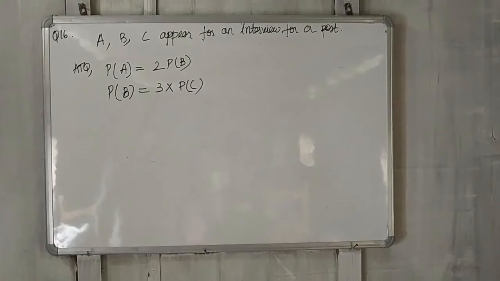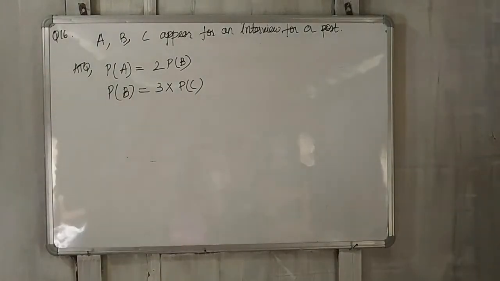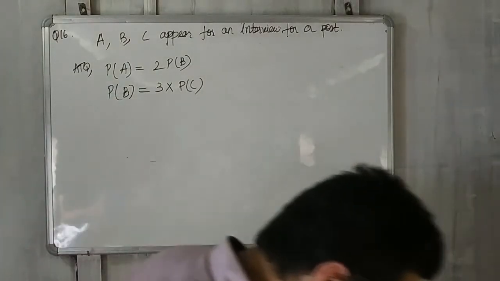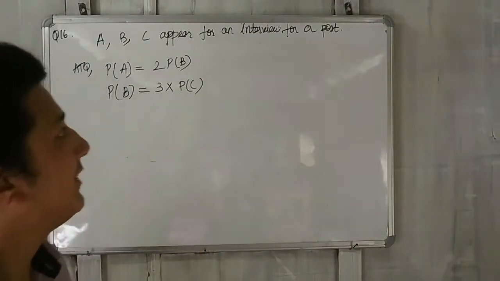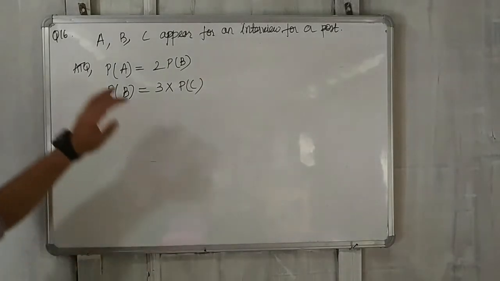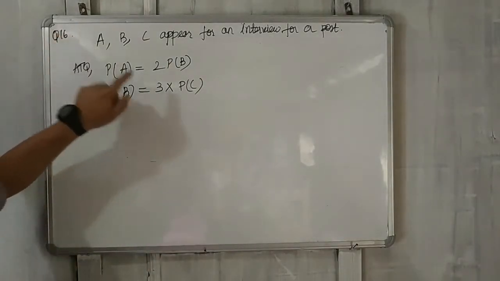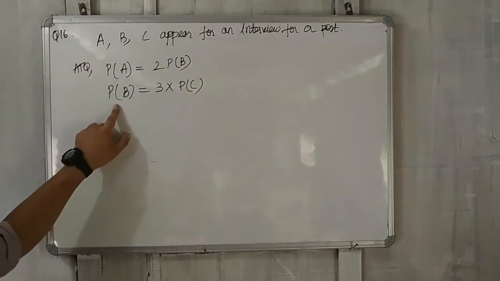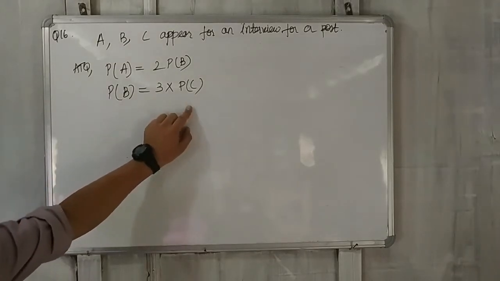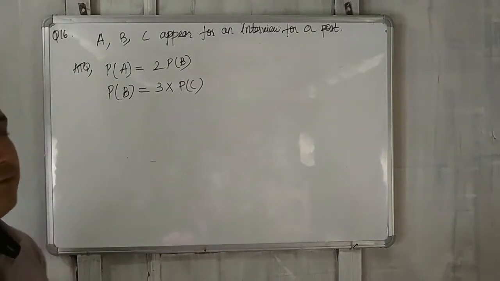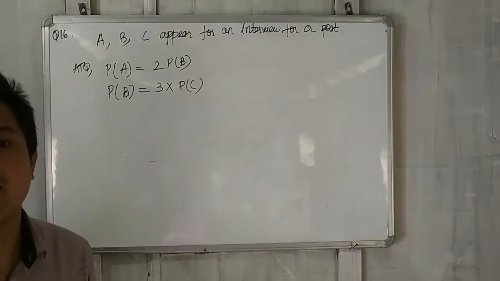Alright, so we're in the last question for today. That is question number 16. Okay, so there are three persons, A, B and C, going for an interview. The post is only one post. The probability of A being selected is twice the probability of B, and B being selected is thrice the probability of C. Now the post has been filled. Find the probability of A being selected, B being selected and C being selected.